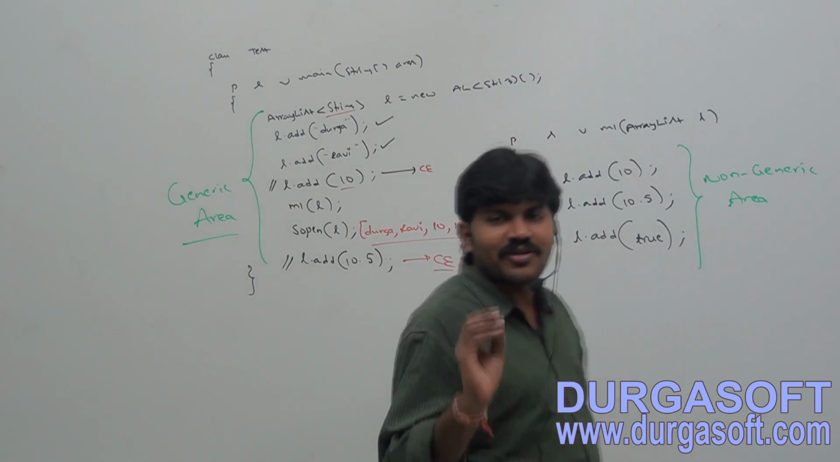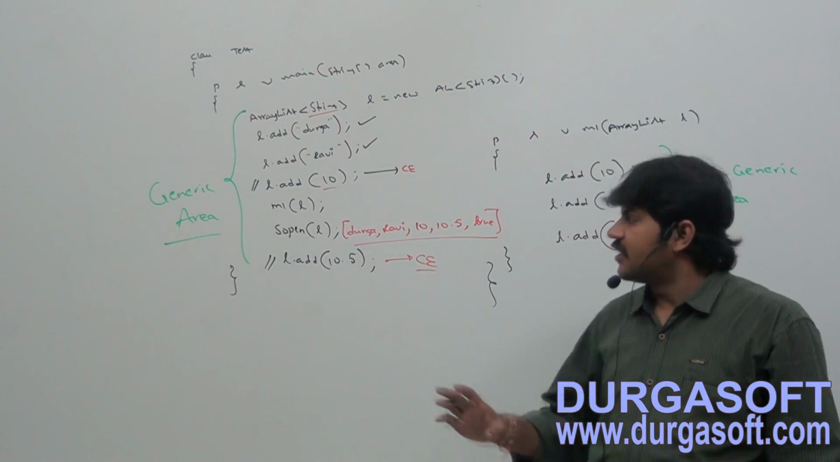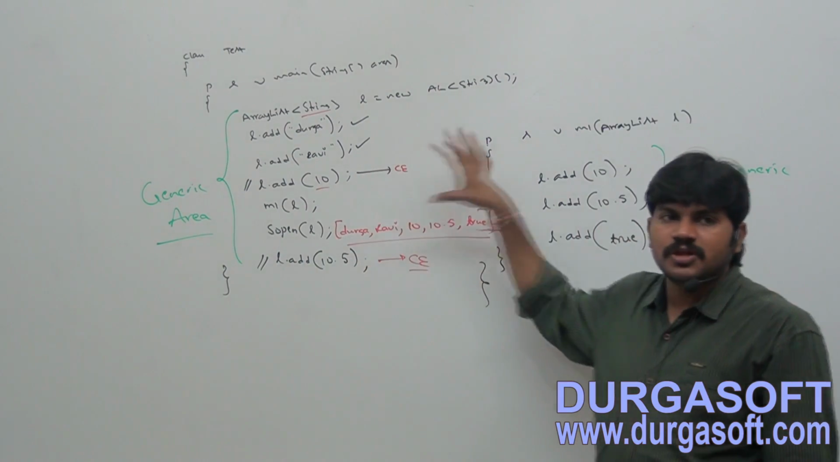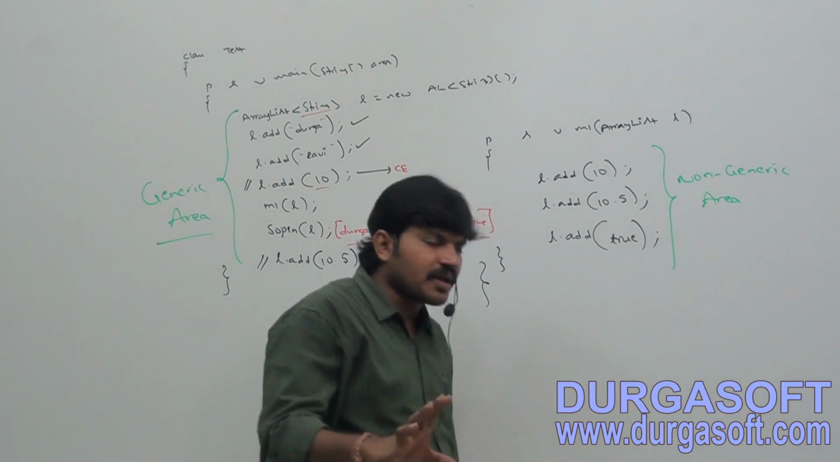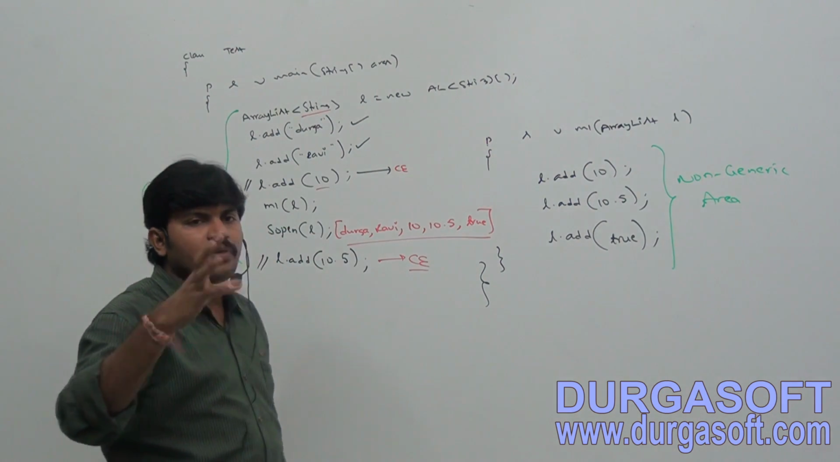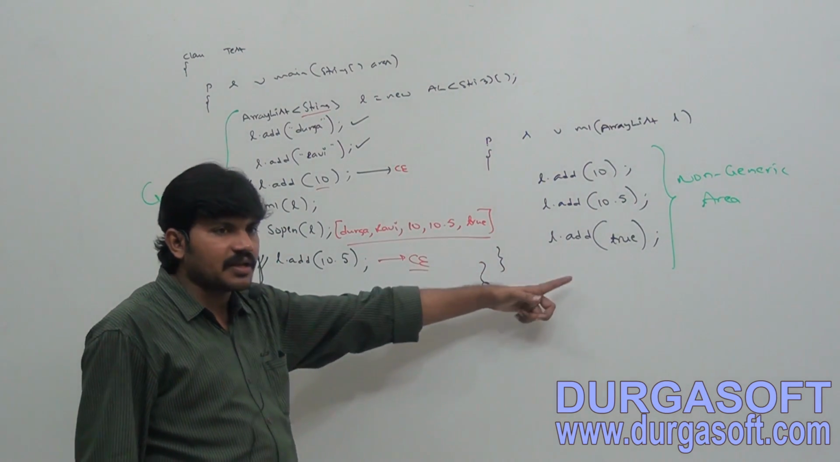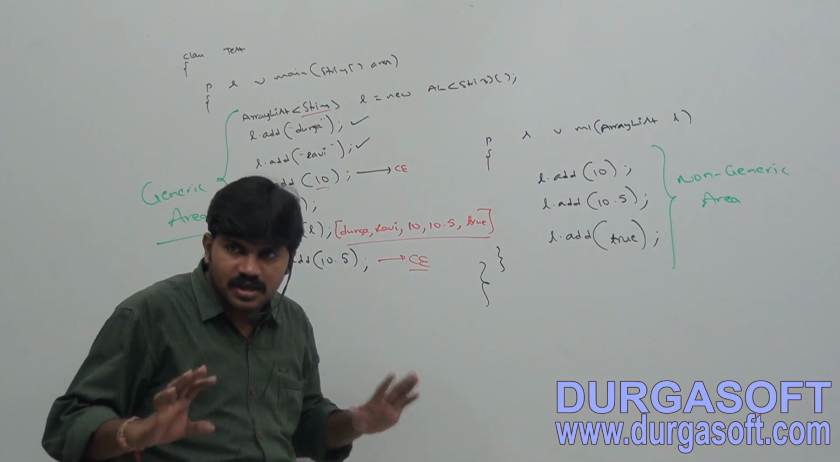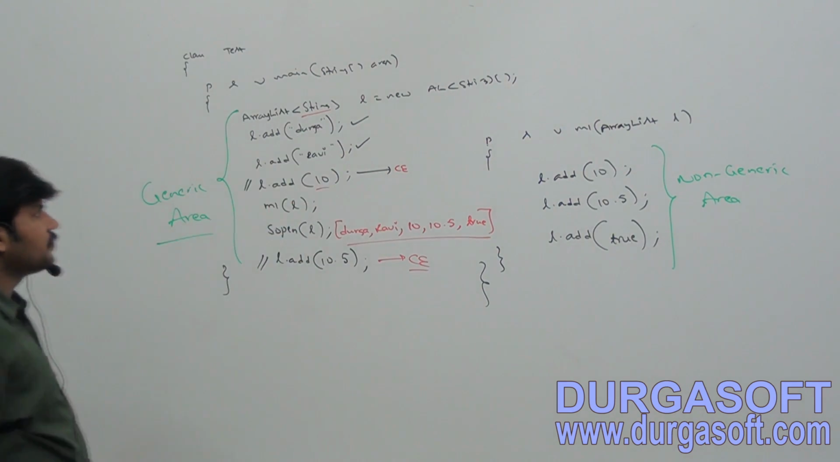Okay, so make sure you people have clarity. If I send a generic object to a non-generic area, automatically generic properties by default will be gone. It starts behaving like a non-generic object. Clear for all of you, right? Okay, take this example.